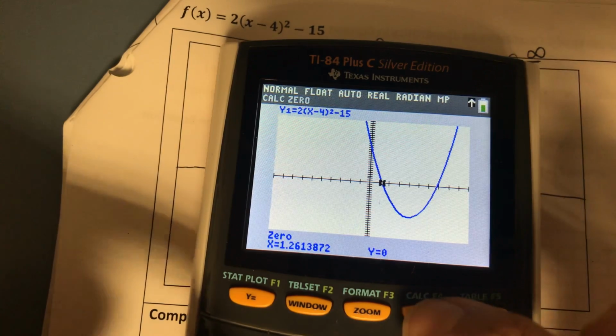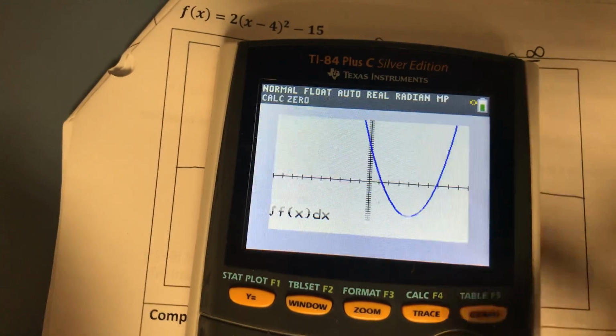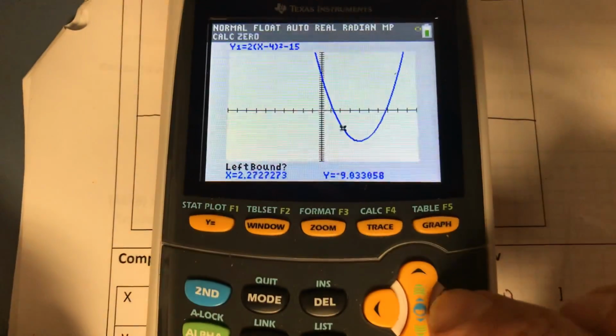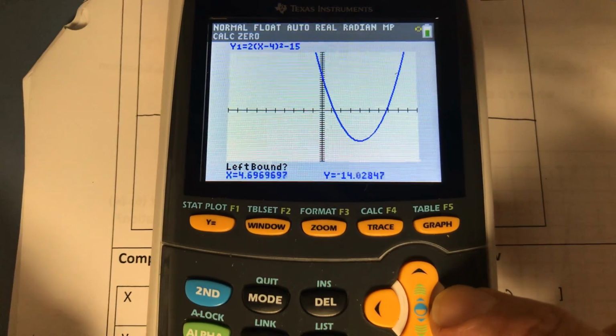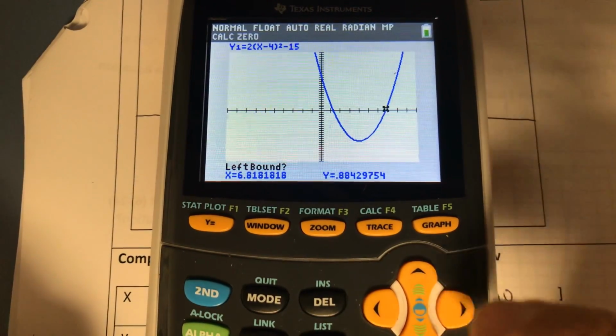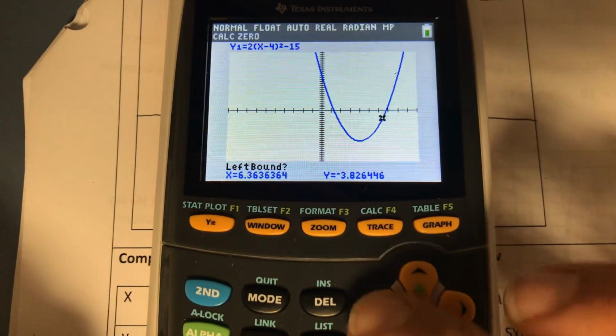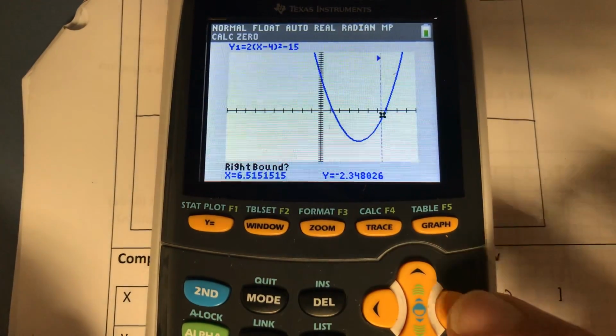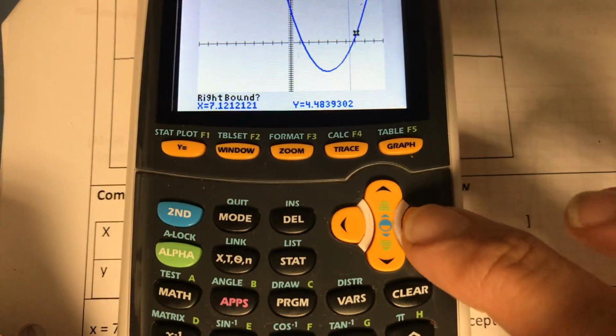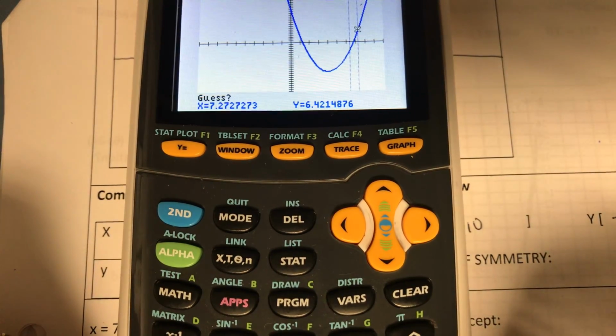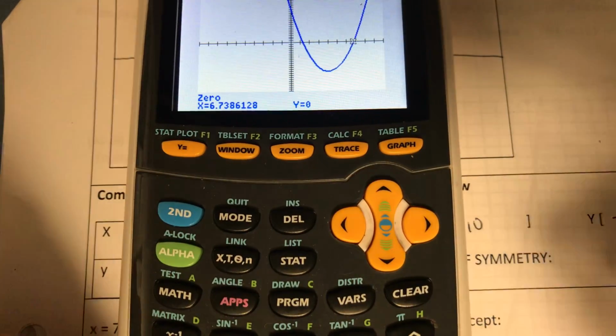So let's get the other one, second trace, choose 0. Again, I'm going to scroll over so I get to that point of intersection. I think that's where it is, so now I'm going to hit left arrow for left bound, hit enter. I'm going to go back to where I think it is. Now I'm going to go to the right and hit enter, and then enter for guess. And let's make that 6.7.